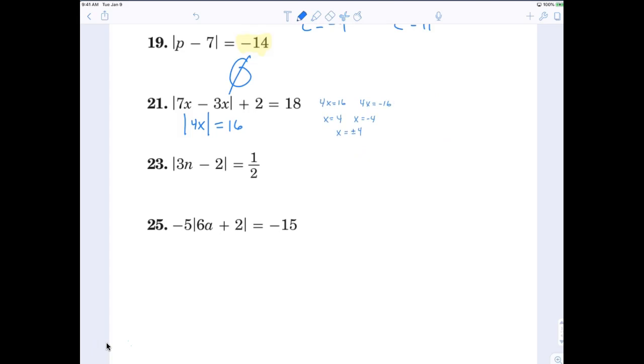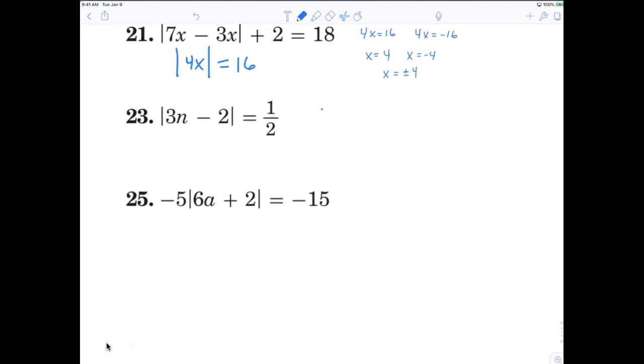Good job. Good job. 3n minus 2 equals 1/2. 3n minus 2 equals -1/2. Good job. Now what?